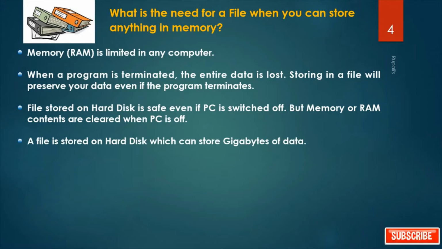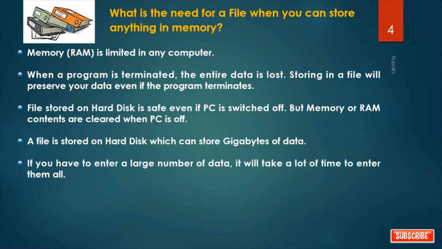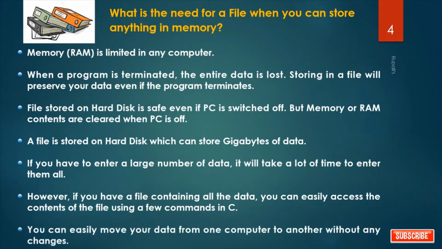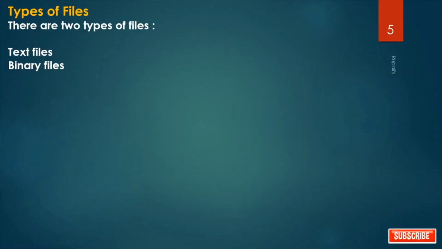A file is stored on hard disk which can store gigabytes of data. If you have to enter a large amount of data, it will take a lot of time to enter it all. However, if you have a file containing all those data, you can easily access the contents of the file using a few commands in C. You can easily move your data from one computer to another computer without any changes, and these are all the requirements for using a file. Now, types of files.